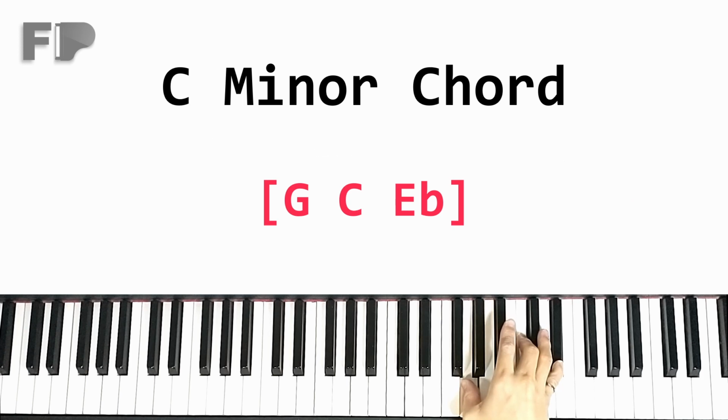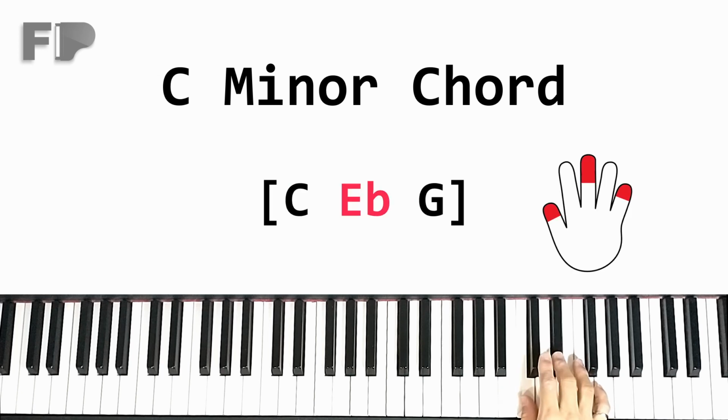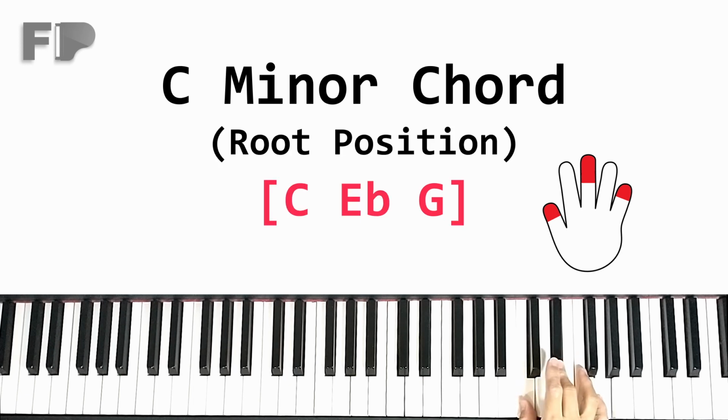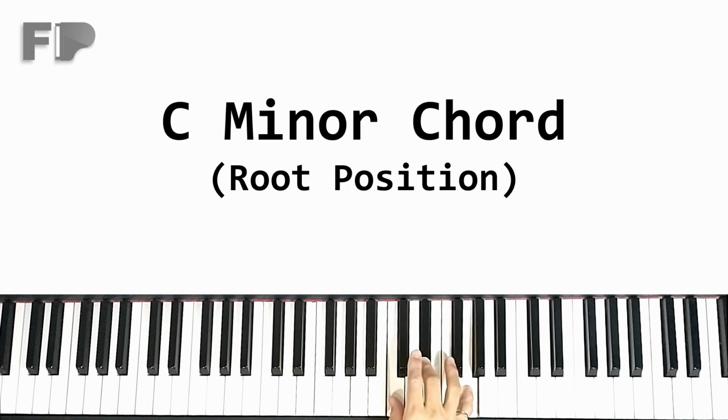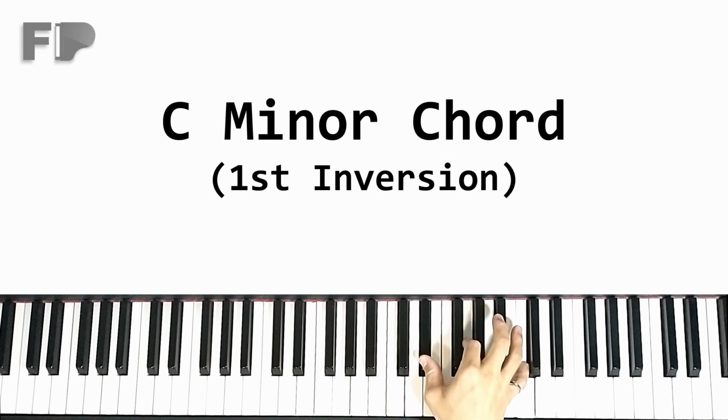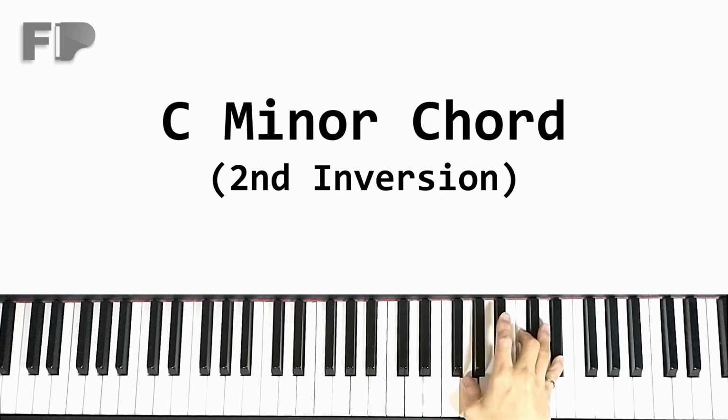From the second inversion, if we continue to move our lowest note G up an octave, we get C, E flat, and G, which brings us to our root position again. So again, that's root position, first inversion, second inversion, and back to root position.